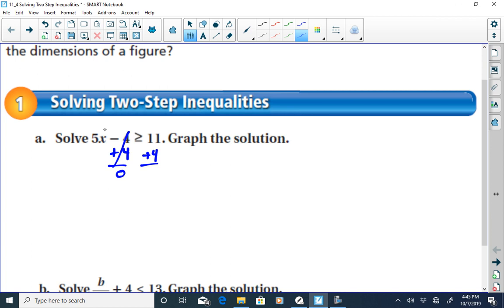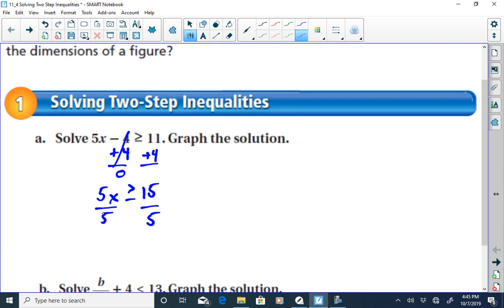Remember, the goal is to get the variable by itself. So in order to get the variable by itself, we had to remove this 4, and we're just using the inverse operation. On the right side of the inequality, we're going to be left with 15. So let's recopy now. We have 5 times a number is greater than or equal to 11 plus 4 is 15.